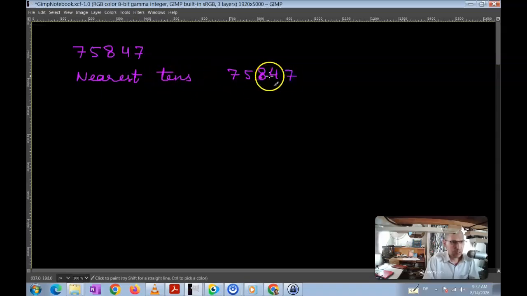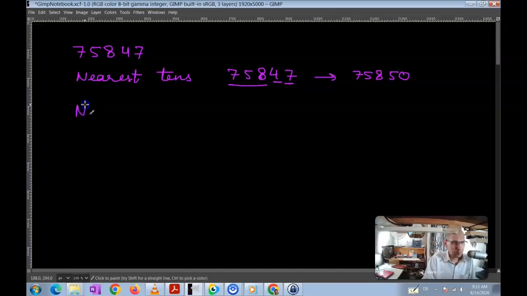The number is 75,847. The tens place value is right over here, and next to the tens place value you have a 7, which means that you would have to round up. Rounding up means that the 4 becomes a 5, and then all of these digits to the right of the 4 are substituted with 0, and all of these digits are written as they are. So 75,847 is rounded up to 75,850, because 47 is much closer to 50 than 40, right?